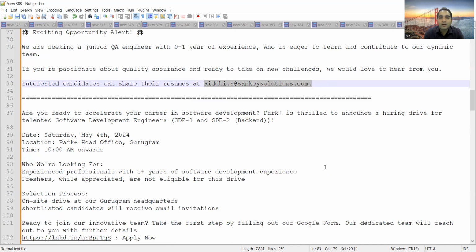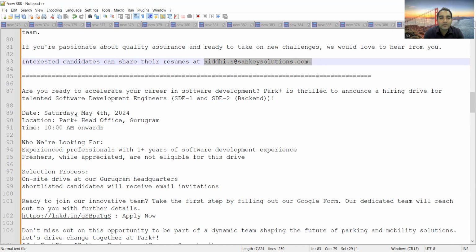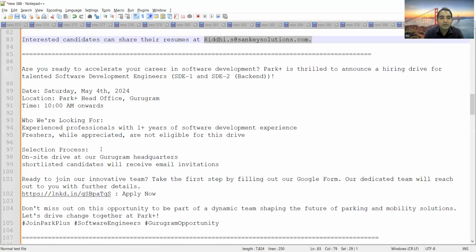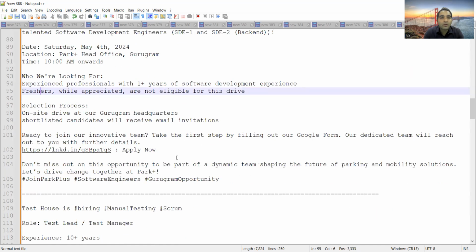Apart from that, there is going to be a hiring drive for SDE1 and SDE2 backend. This will be on Saturday, 4th of May, that is on upcoming Saturday. Time is 10 a.m. onwards. You need to be present for the on-site drive. Experienced professionals with 1+ years of experience can apply for this particular walk-in drive.